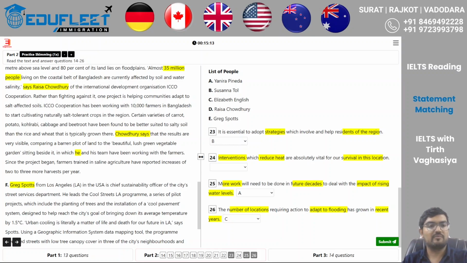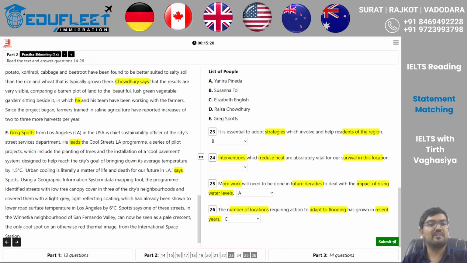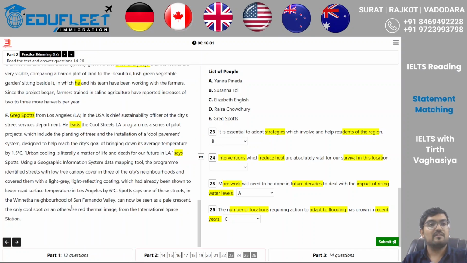Let's look at Greg's points. What is he saying? He leads the Cool Street LA program, a series of pilot projects, says, right? So the statement is mentioned by him. Urban cooling is literally a matter of life and death for our future in LA. So that is specifically about this location. Los Angeles is my location. What they are mentioning is that interventions which reduce heat are absolutely vital for our survival in this location.